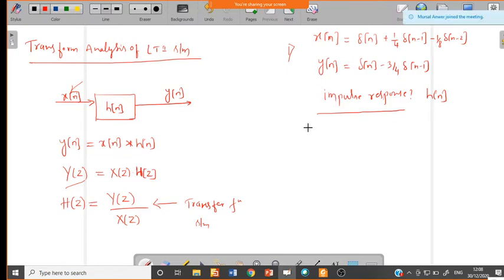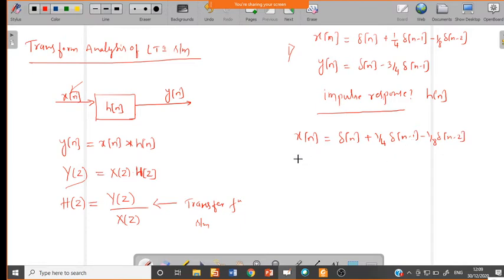First you take the z transform of the input signal. You take x of n and, taking the z transform, you will get x of z: 1 by 4 into delta of n minus 1, minus 1 by 8 into delta of n minus 2.